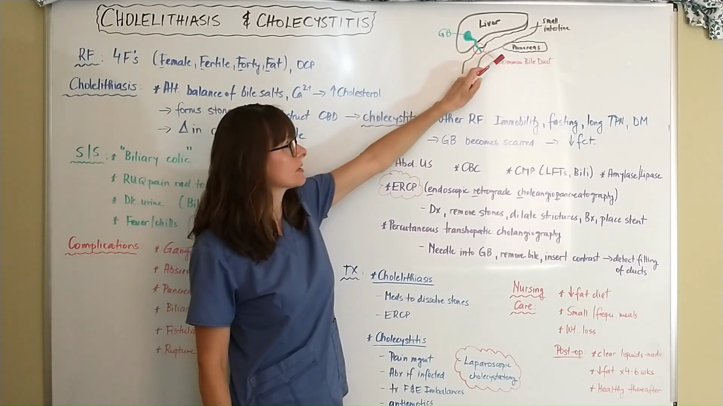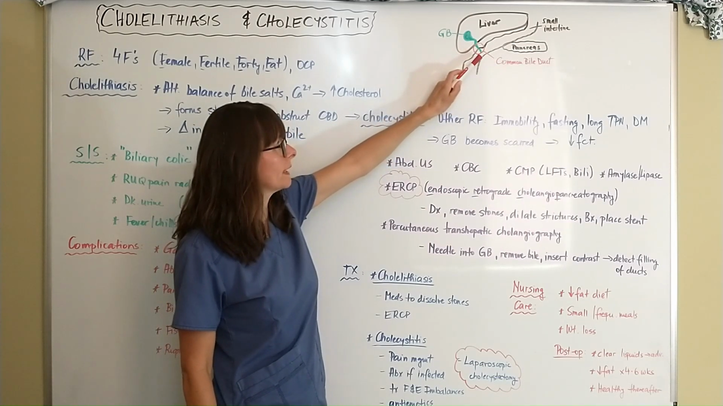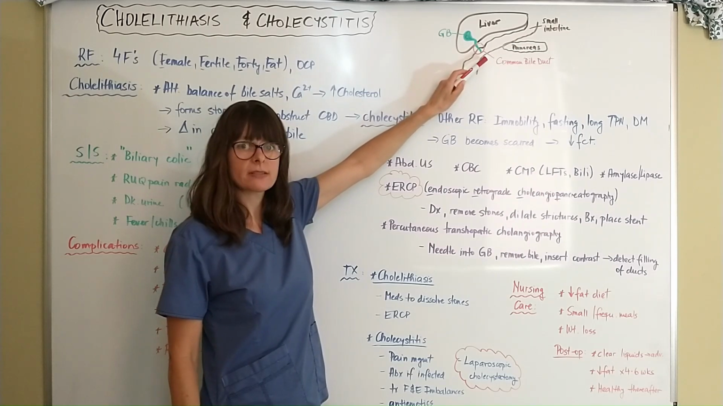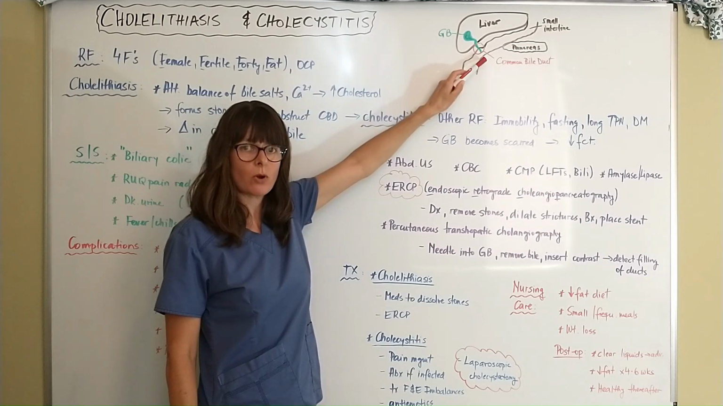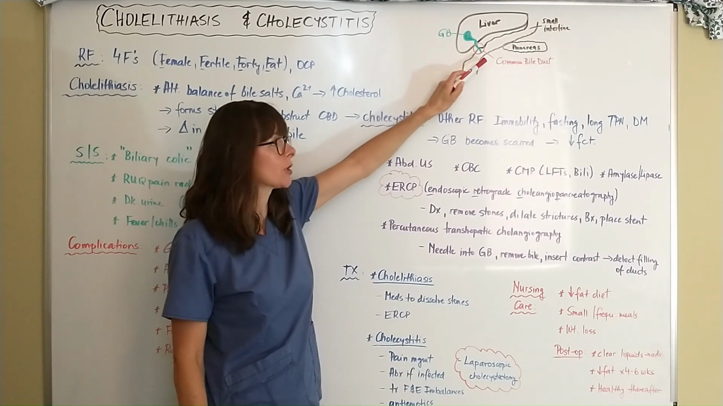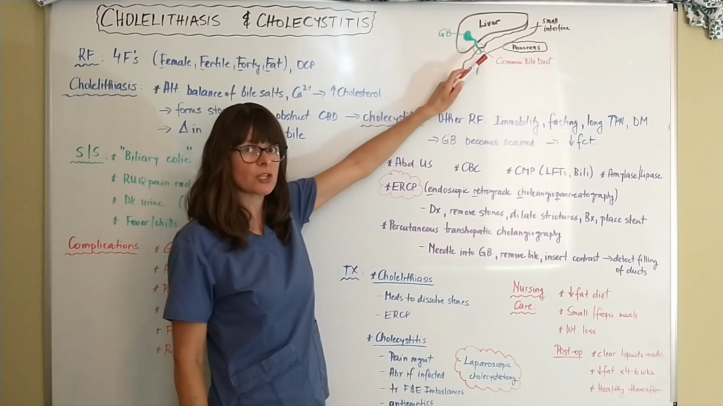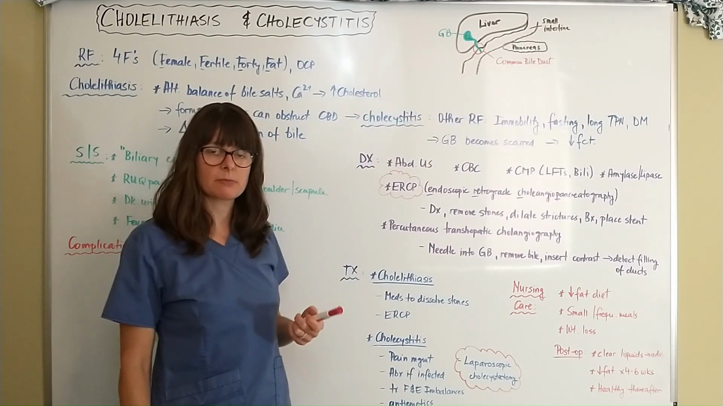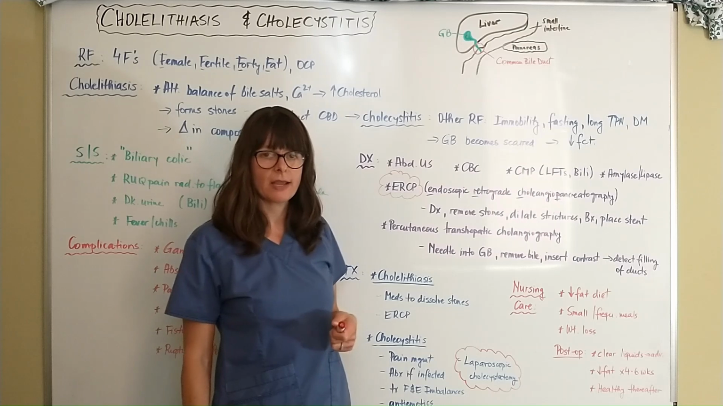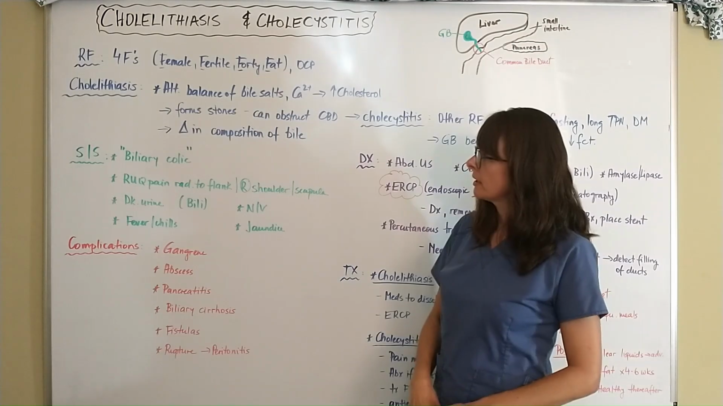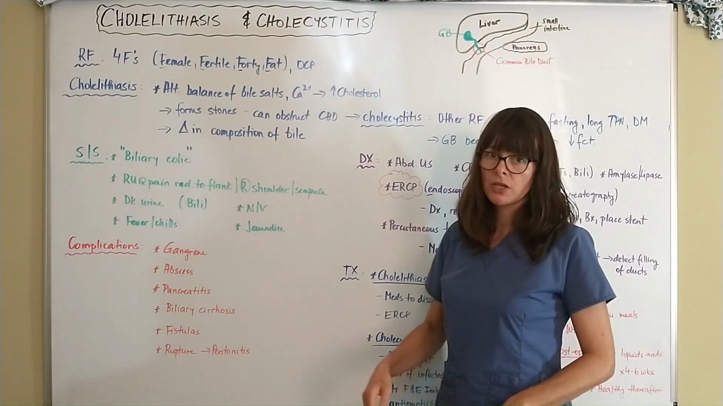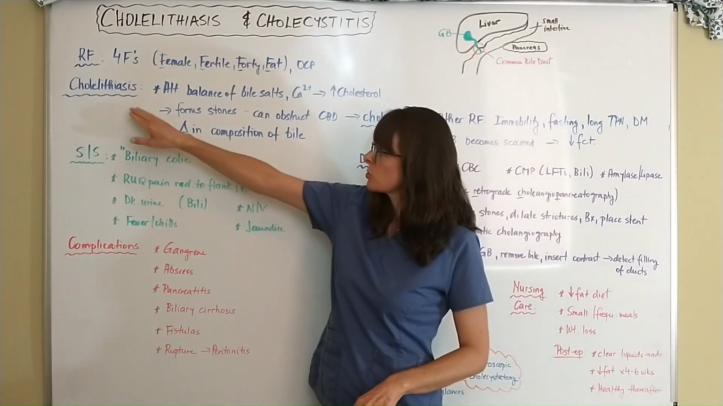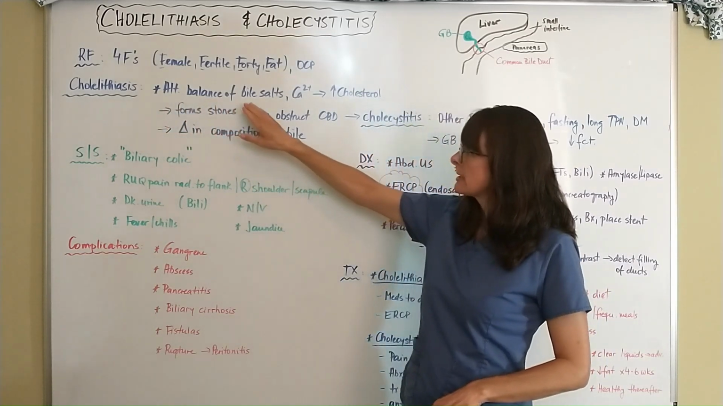And then the pancreas here is also closely related, and the pancreas releases digestive enzymes as well as insulin and glucagon to help us with our blood sugar regulation. But in terms of digestion, the pancreas is in charge of releasing the enzymes that help us break down proteins, fats, and carbohydrates.